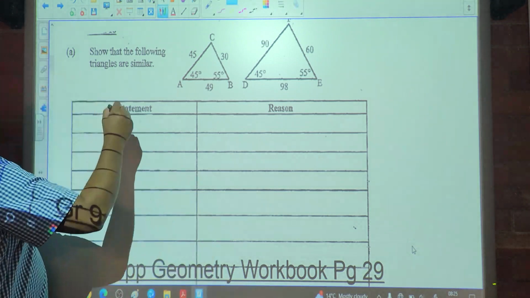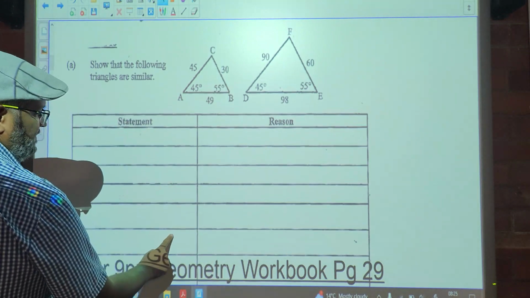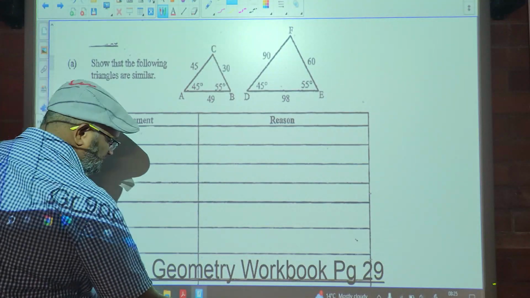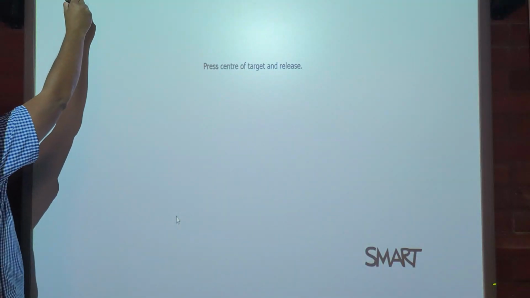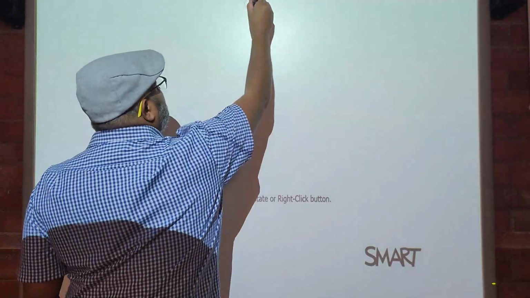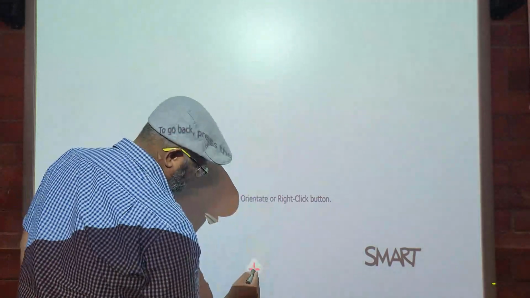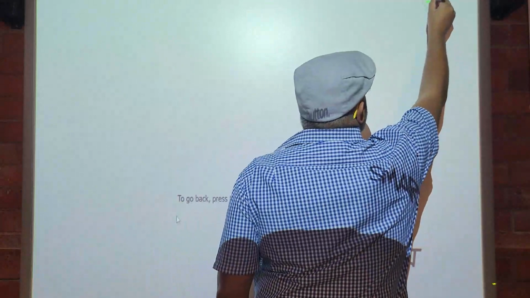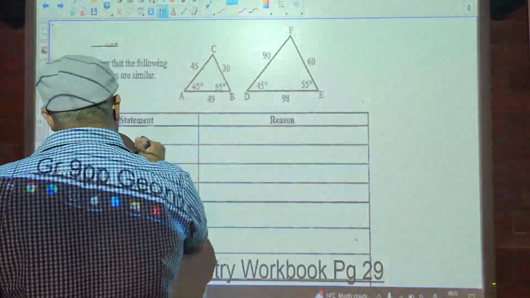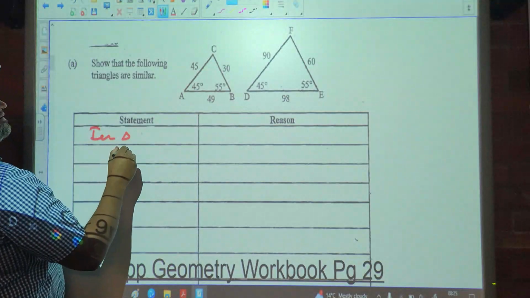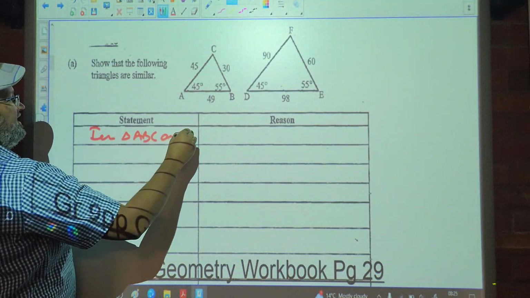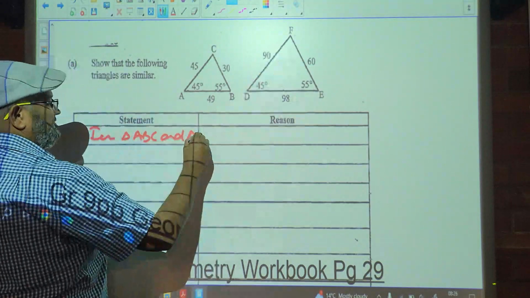So what we say is to prove similarity, we always start off with the naming of the triangles. So we say in triangle ABC and triangle DFE.